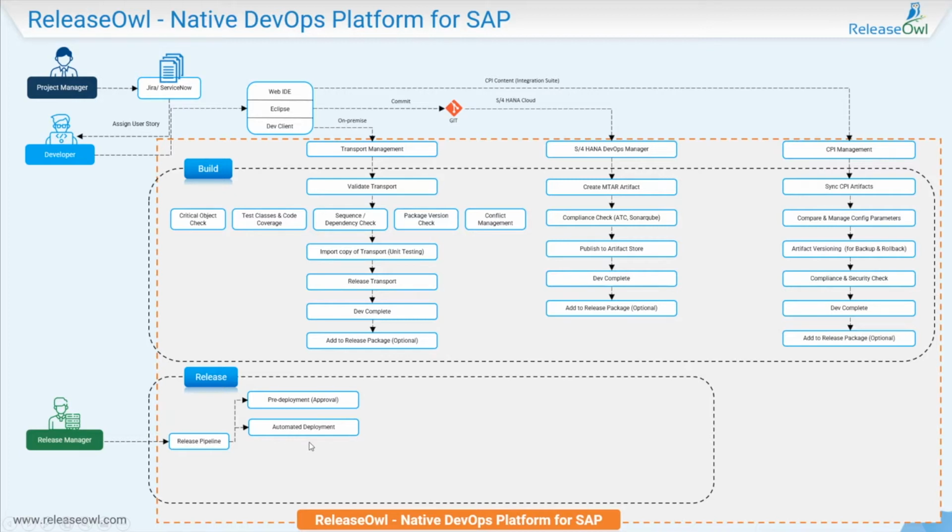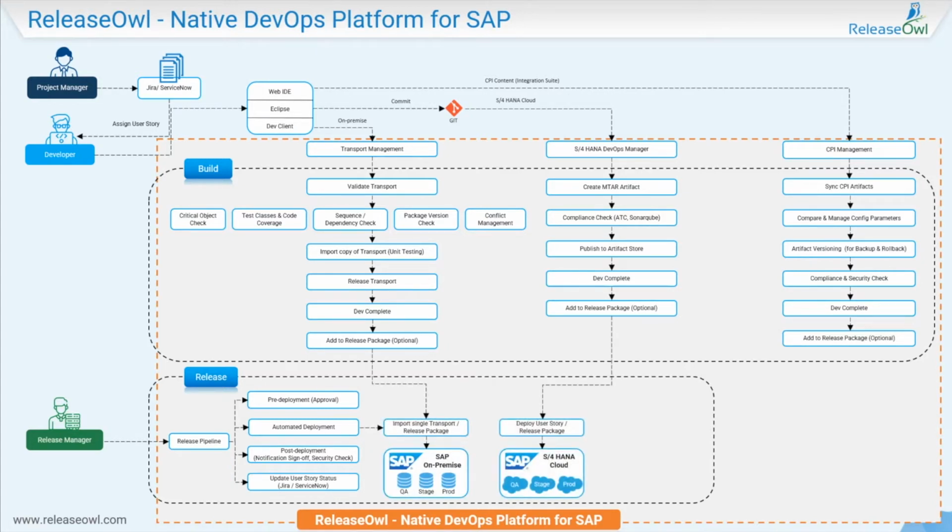And we're also going to have in this release pipeline, of course, an automated deployment once the pre-deployment steps have been satisfied. After that, we can include post-deployment steps like email notifications, security checks, sign-offs, etc. And lastly, all associated user stories will be updated automatically in the ALM tool that you have connected to ReleaseOwl, may it be a ServiceNow or maybe a Jira, for example.